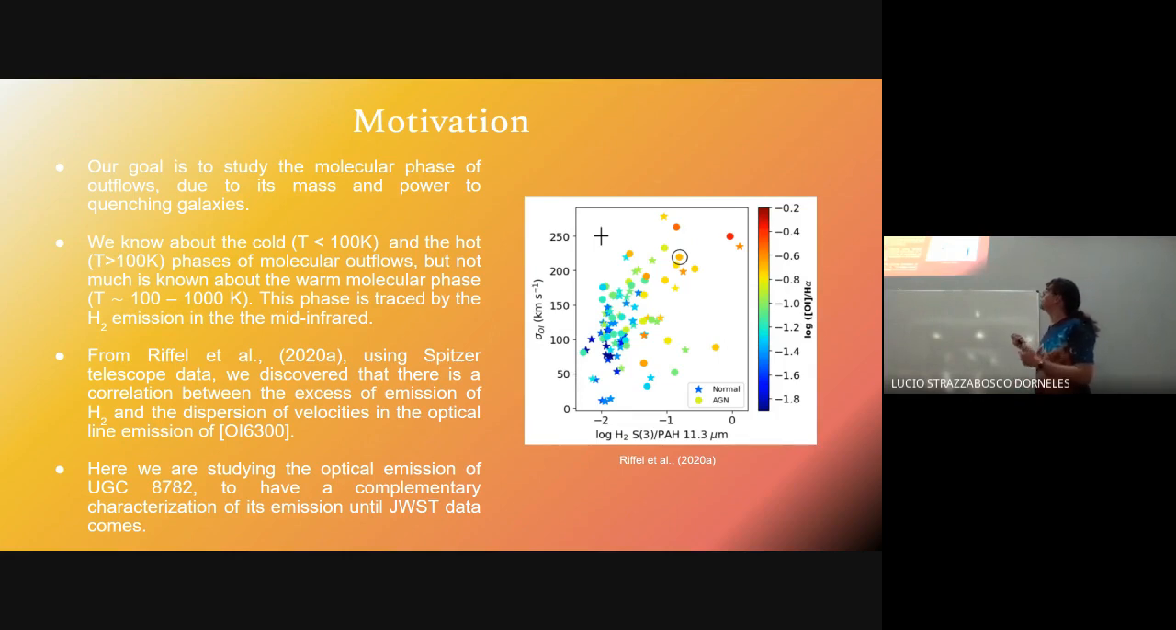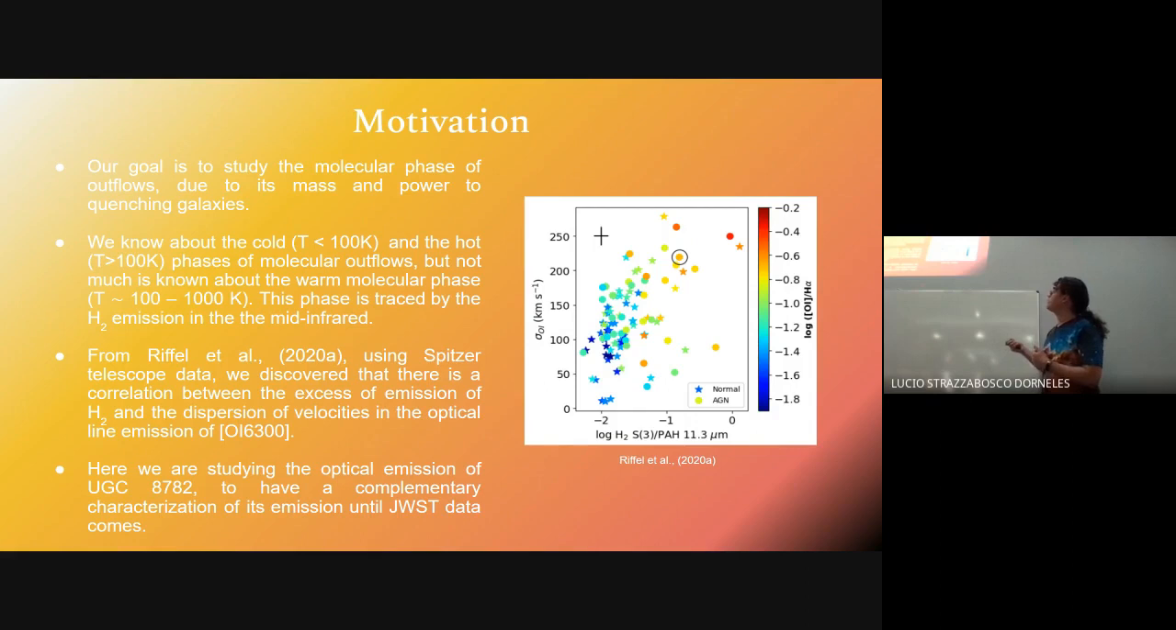We have information about the cold phase, temperature less than 100 Kelvin. We have information also about hot gas that is above 1000 Kelvin. But we don't have a lot of information about warm gas. So that's our goal when we are studying this galaxy.